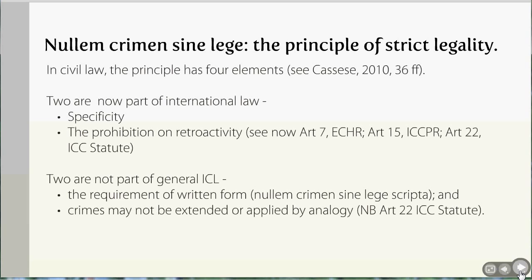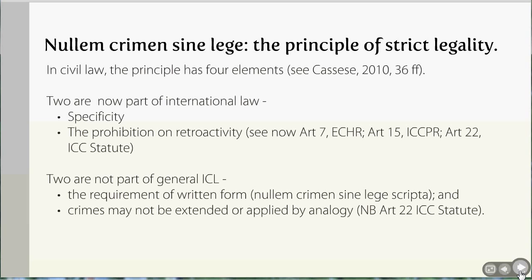In civil law countries at least, nullum crimen has four elements. Specificity, the idea that offences should be spelled out clearly and in detail. The prohibition on retroactivity, we shouldn't punish conduct that was not illegal at the time. And the requirement that criminal law be enacted in written form and that crimes should not be extended or applied by analogy. And we can debate the extent to which international criminal trials at various times have violated or have risked violating some of these rules.